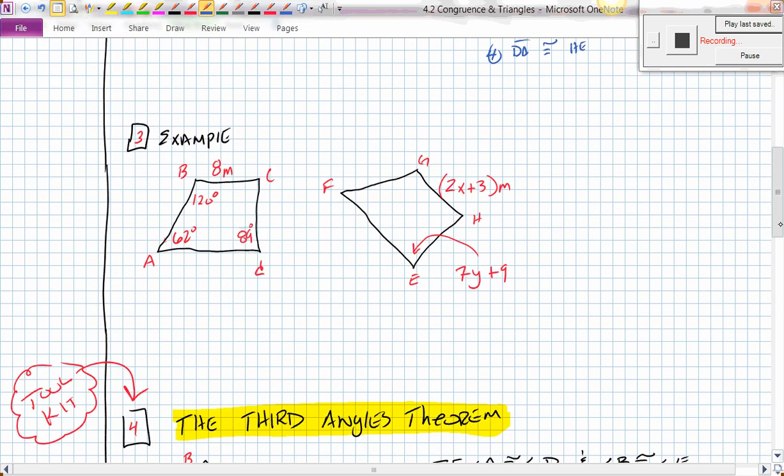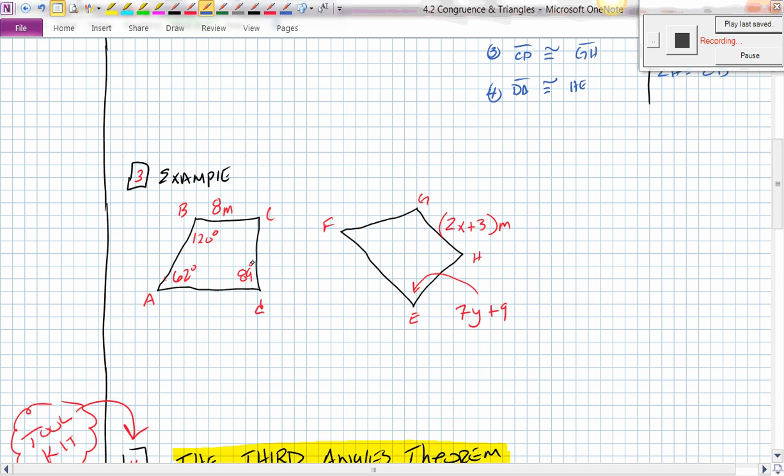Okay, number 3, here's an example of this. I have 2 congruent figures. I just copied one and then rotated it. So if I know they're congruent, I can say a lot of things about them, and I can solve for the variables. It doesn't tell you that, but the directions say solve for the variables, x and y. So I want to solve for this one up here, 8m and 2x plus 3 times m, because I know that BC is congruent to GH, so I can set those 2 things equal to each other. So I know that 8m has to be the same thing as 2x plus 3 times m.